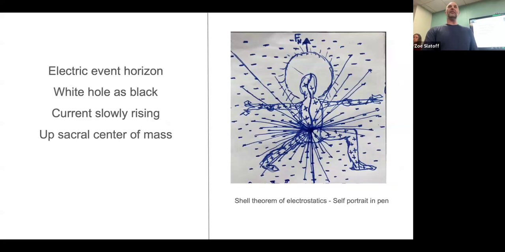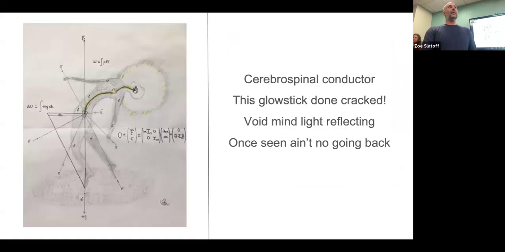Electric event horizon, white hole as black, current slowly rising up sacral center of mass. Cerebrospinal conductor, this glow stick done cracked. Void mind light reflecting, once seen ain't no going back.